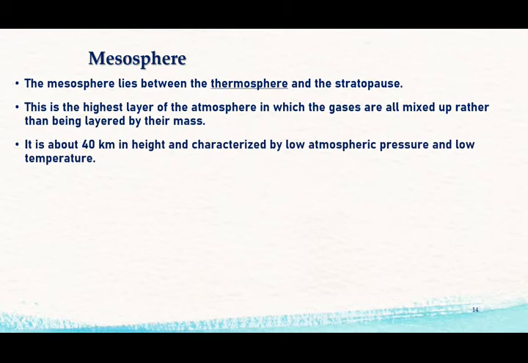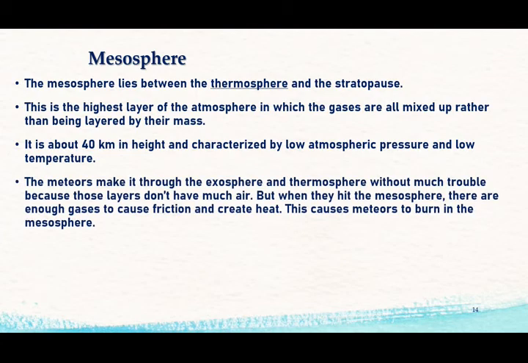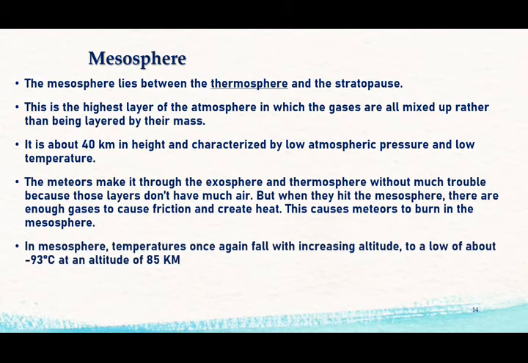The meteorites make it through the exosphere and thermosphere without much trouble because those layers don't have much air. But when they hit the mesosphere, there are enough gases to cause friction and create heat. This causes meteorites to burn up in the mesosphere. In the mesosphere, the temperature once again falls with increasing altitude to a low of almost minus 93 degrees Celsius at an altitude of 85 kilometers. The upper limit of mesosphere is known as mesopause.